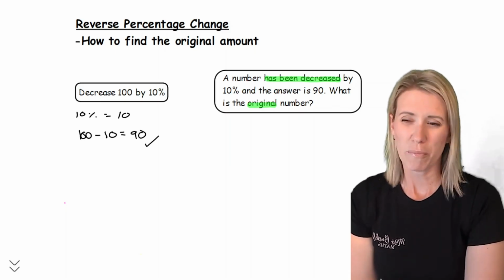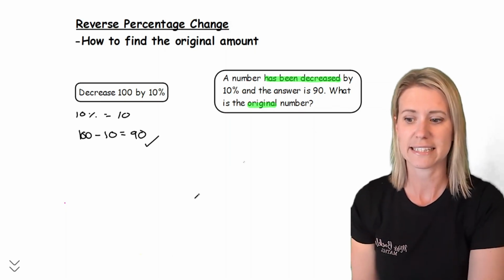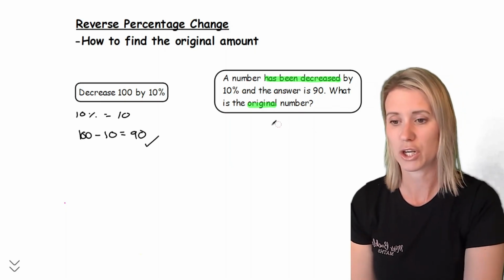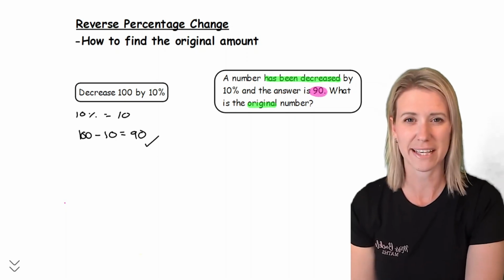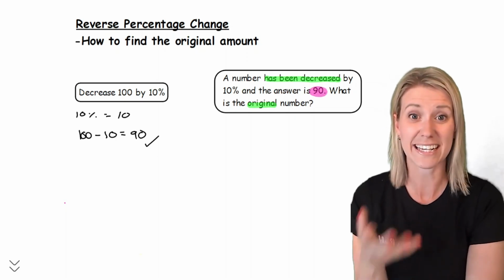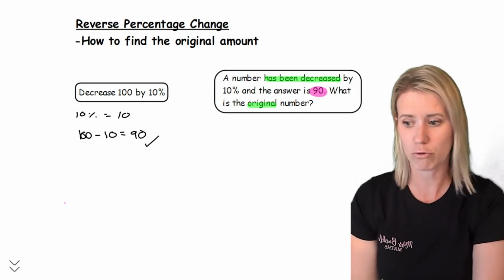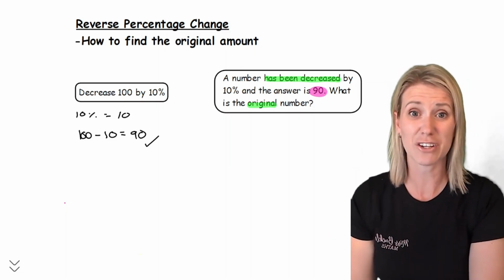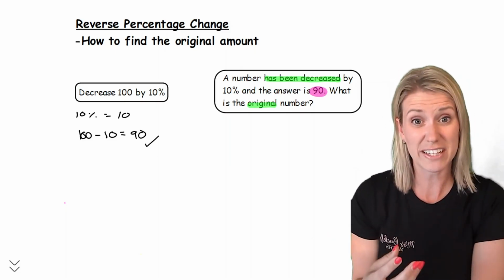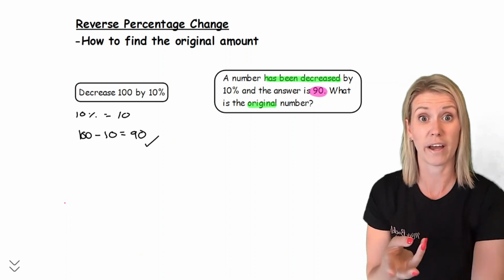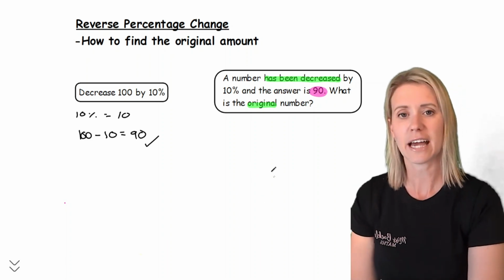The most common error students make here is they work out 10% of this new number. They'll work out 10% of 90. Well, 10% of 90 isn't the same as 10% of the original number, so you're going down the wrong track there. If you did that, you'd end up with 99. So if you've ended up with 99, that's why we need to go to the original. This is how we do it instead.